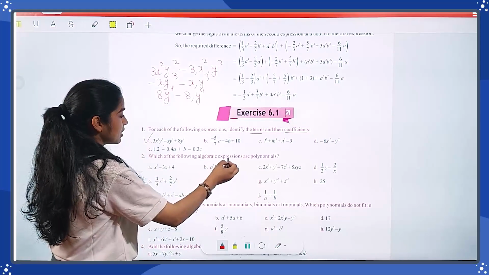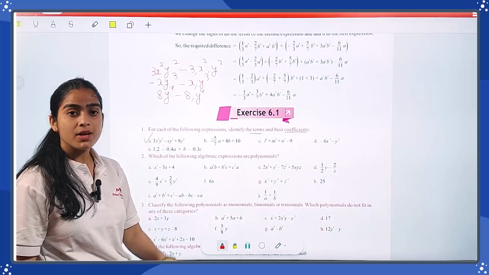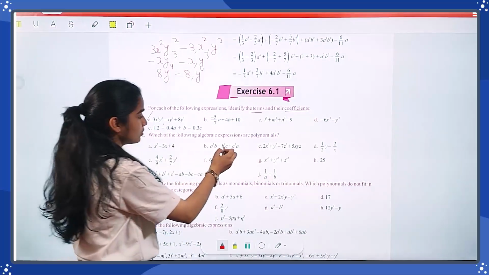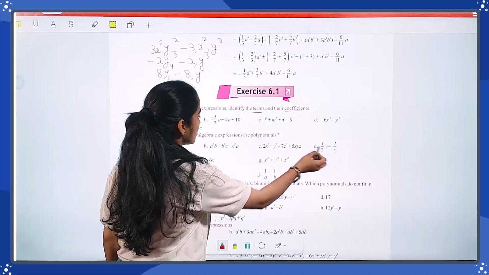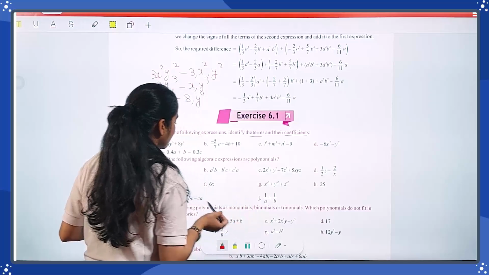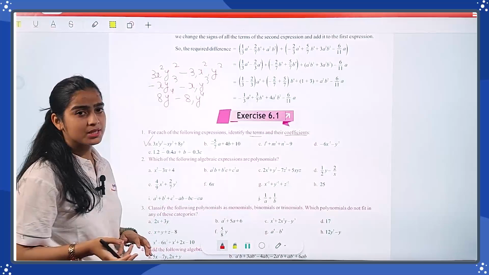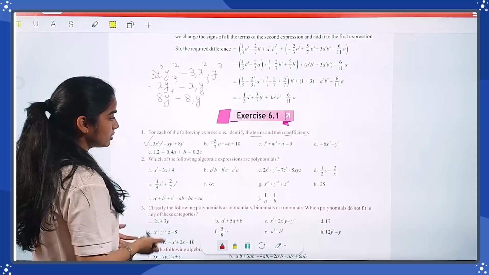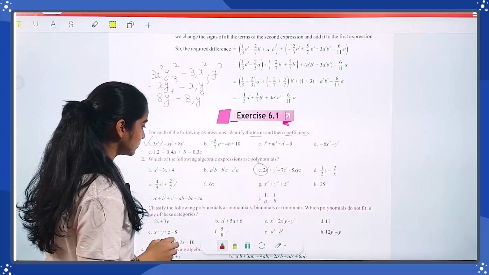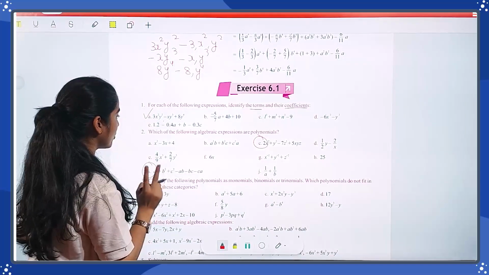Which of the following expressions are polynomials? First we have to remember what is meant by polynomial. Which of the following algebraic expressions are polynomials? We can check this in that way also. Polynomials mean we have expressions. So according to that, 1 2 3 4, this one, only these two are polynomials in this.